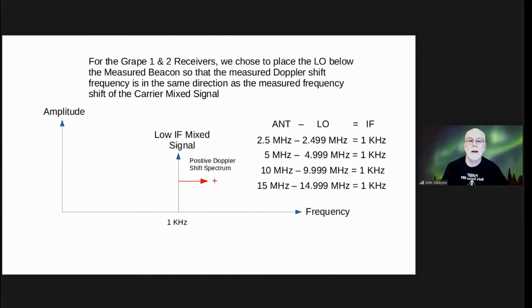So for 2.5, we had set the local oscillator to 2.499 and so on and so forth, so the different beacon frequencies. Now the Grape 1 only did 2.5, 5, and 10 megahertz. The Grape 2 is going to add 15 megahertz to that.